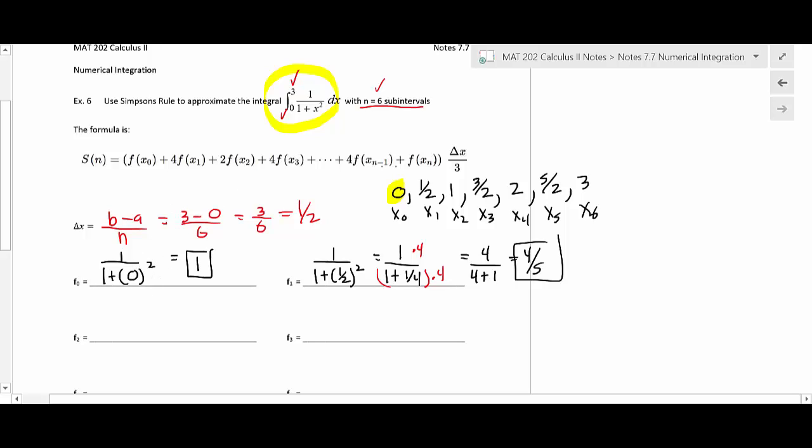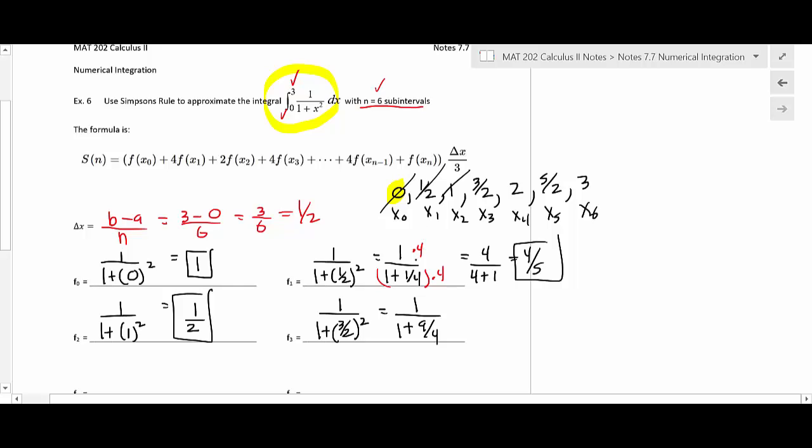Okay, so we've got that done, now we go to x2. So that's going to be 1 over 1 plus 1 to the second. That's 1 over 2, so that's 1/2. Okay, we're done with that. Now we go to 3/2. So we're going to go 1 over 1 plus 3/2 to the second. That's going to be 1 over 1 plus 9 over 4.